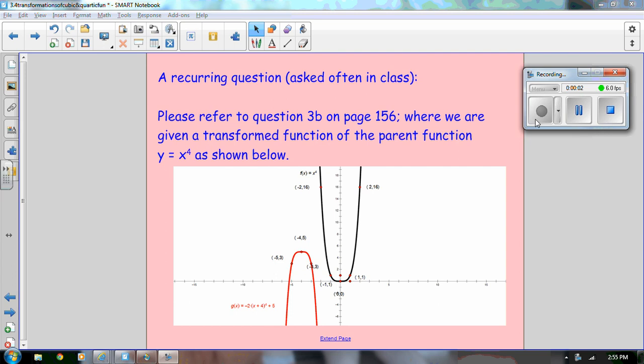Okay, so I'm going to make my first voice movie of the year. And so just so you know what I'm referring to, a lot of students are asking me about page 156 from section 3.4, how to do question number 3. So I'm taking 3b from that.